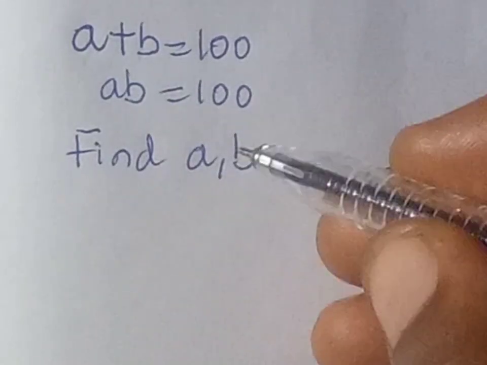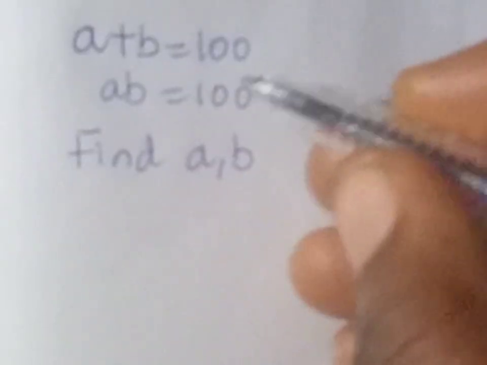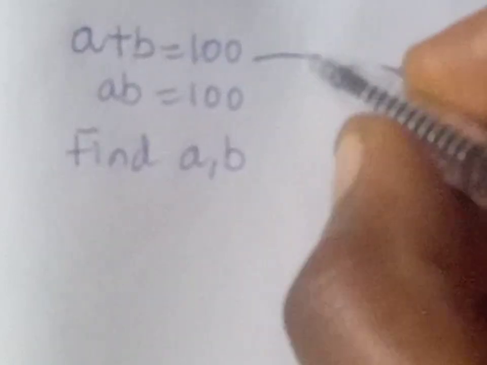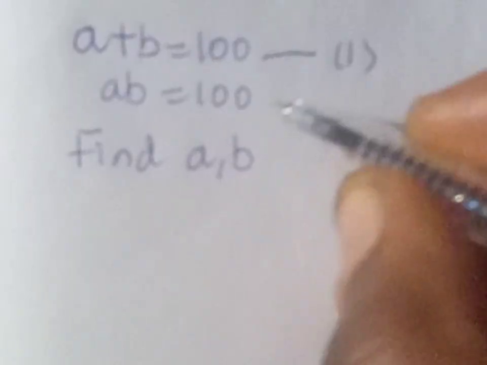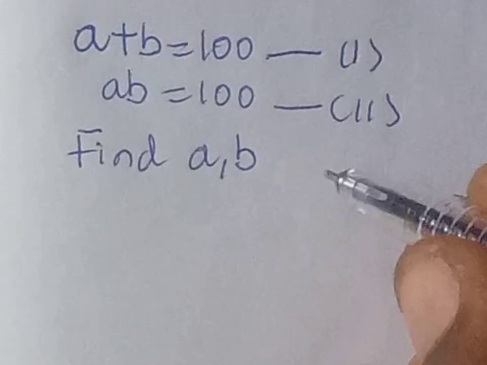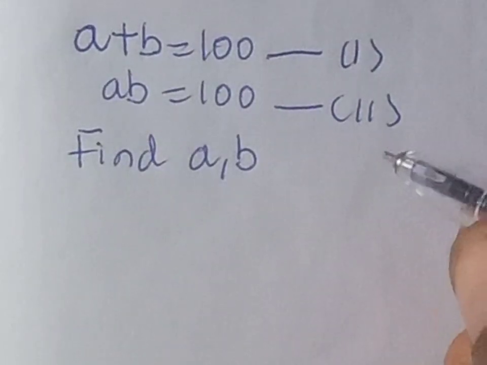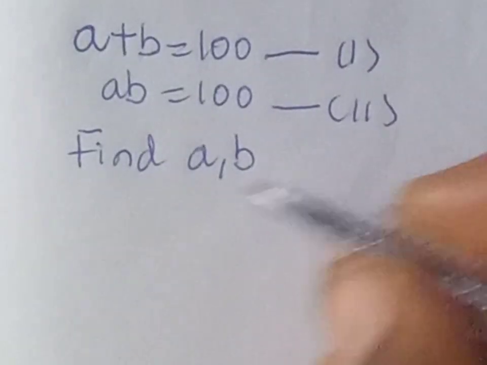In this question, we have two equations. A plus b equals 100 is our equation 1, and a times b equals 100 is our equation 2. The challenge here is now to determine the values of a and b. Let's get started.